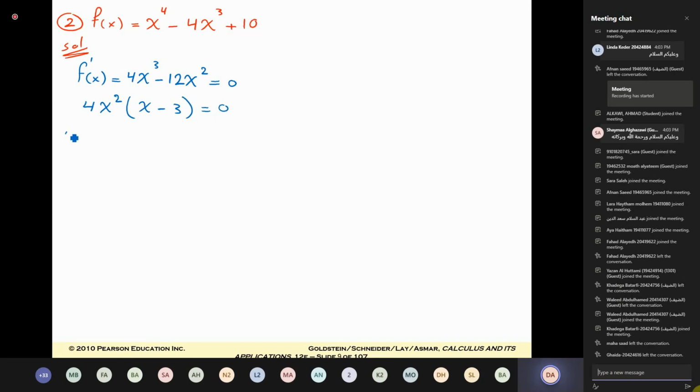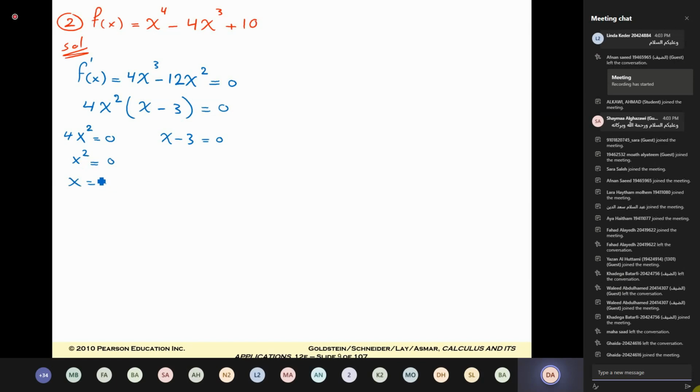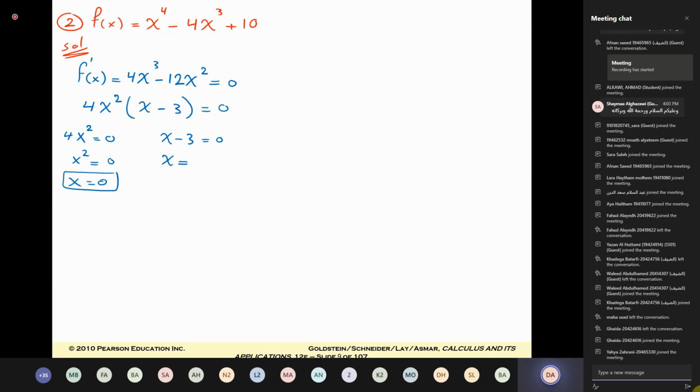Now we have 4x square equals 0 or x minus 3 equals 0. By dividing by 4, we have x square equal 0, so we have x equal 0. This is the first critical point. Now move the negative 3 from the left to the right hand side, so we have x equal 3. So we have two critical values.